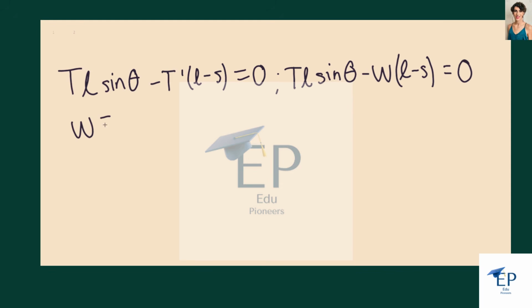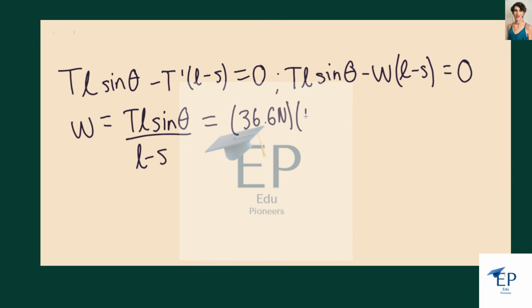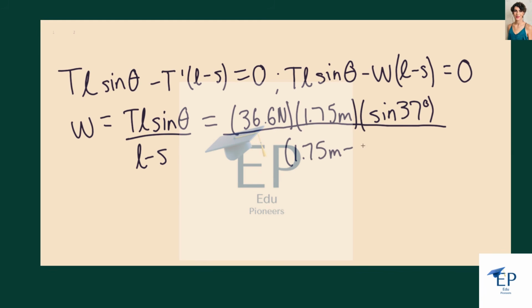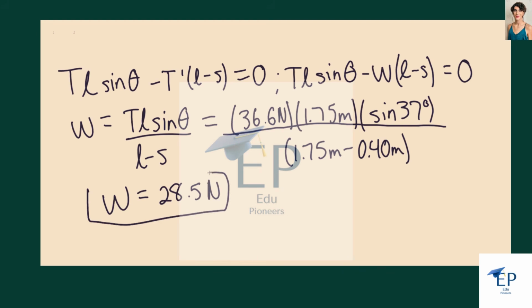So we know that the weight is going to be equal to TL sine of theta divided by L minus S. So this would be equal to 36.6 newtons times the length of 1.75 meters times sine of 37 degrees. And this will be divided by 1.75 meters minus 0.40 meters. And we find that the weight is going to be equal to 28.5 newtons. Now they want us, this would be the answer for part A.